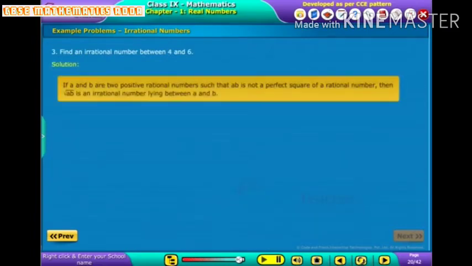Find an irrational number between 4 and 6. Solution: if a and b are two positive rational numbers such that ab is not a perfect square of a rational number, then root ab is an irrational number lying between a and b. Therefore, an irrational number between 4 and 6 is root of 4 into 6. By solving further, we obtain it as 2 root 6.